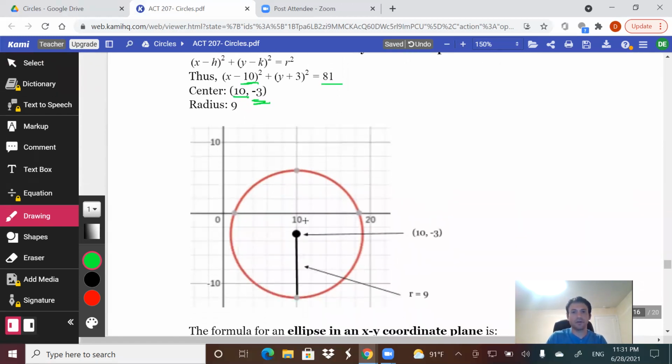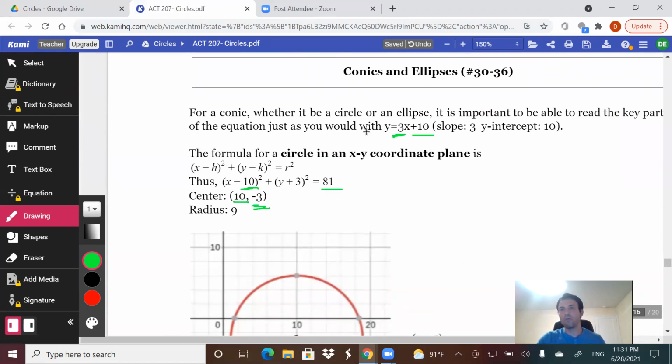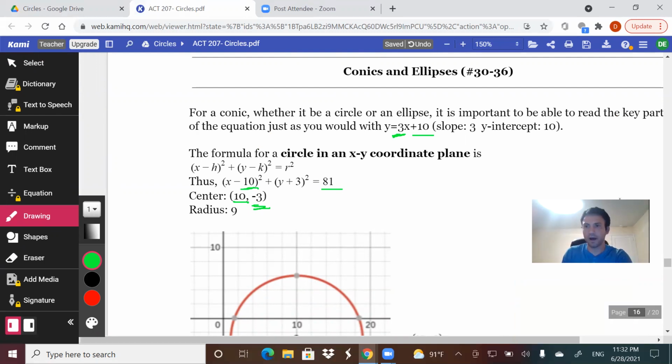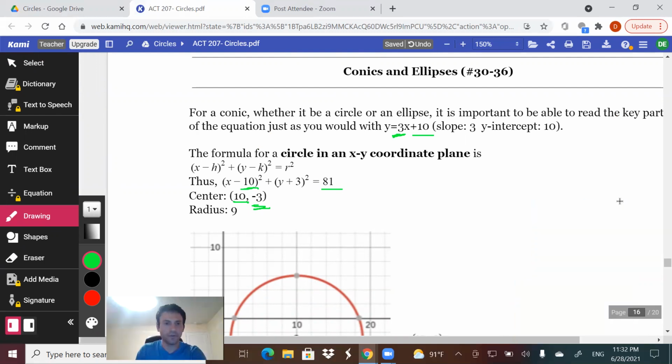So that's where our center is right there at 10, negative 3. And then our radius is 9. So we can graph this circle. What I'm going to do right now very quickly, and you can fast forward the video if you're not interested, is I'm just going to show some very quick theory behind this because I think it's kind of cool.